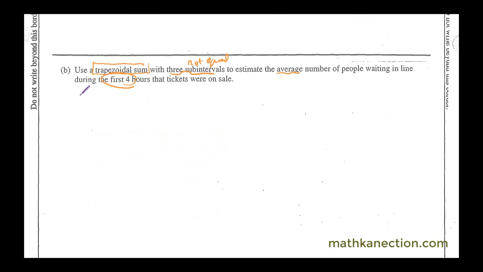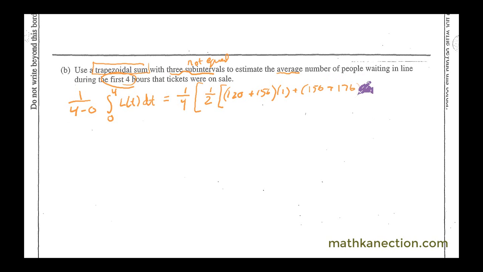So for our average value, we're going to have 1 over b minus a, so that's going to be 1 over 4 minus 0, anti-deriving from 0 to 4 of our L of t equation. So we're going to have 1 over 4, and then doing trapezoid sum, we'll have 1/2, 2 bases of 120 and 156, and the first height is 1. The next 2 bases are 156 and 176 with a height of 2, and the last trapezoid has a base of 176 and 126 with a height of 1. This comes out to 155.25, and then we need our units in the problem.